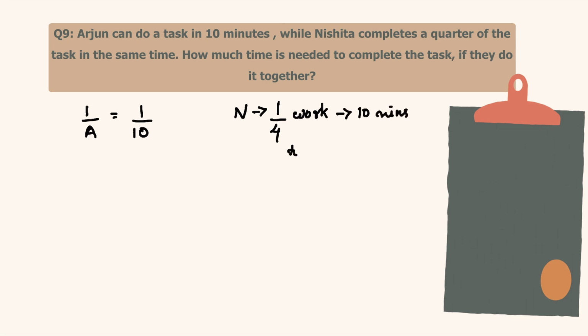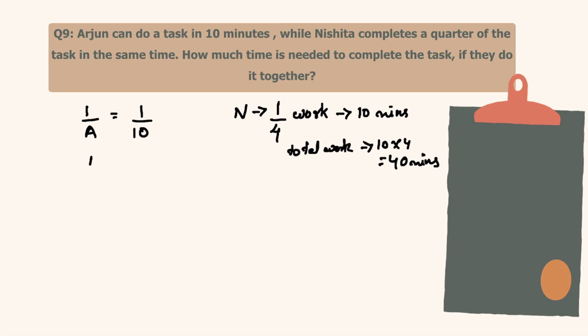So that means total work she will complete in 10 into 4, isn't it? That is 40 minutes. I hope you understood. She will complete 1 by 4 of the work in 10 minutes. That means in 10 into 4, 40 minutes she will complete total work. Isn't it? 1 by 4 in 10 minutes, another 1 by 4 in 10 minutes, another 1 by 4, another 1 by 4. So total in 40 minutes the whole work will be completed.